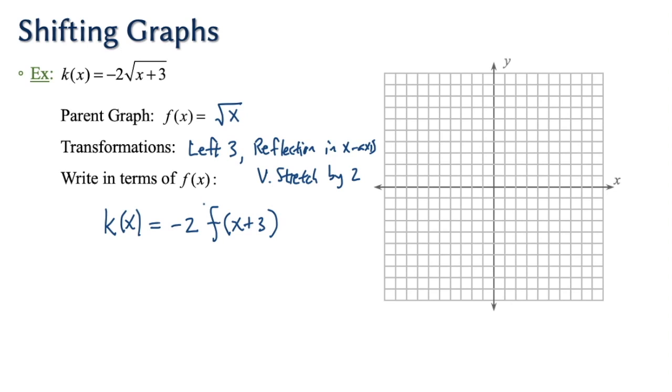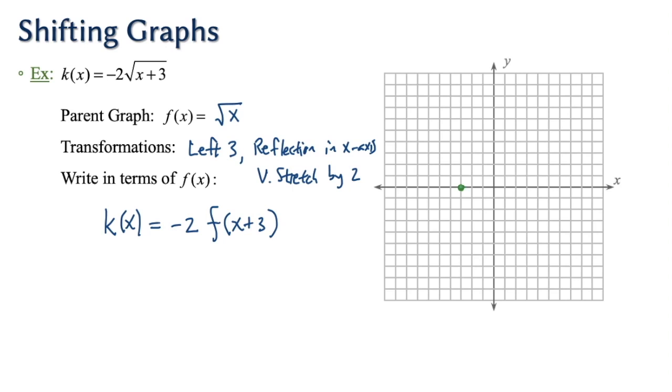Okay, so let's go ahead and graph this. Now again, the parent graph typically is going to begin at the origin. But this graph, as far as left and right and up and down, gets moved left 3. So as far as any translations, that's it. So I'm going to count 3 to the left and make a dot.